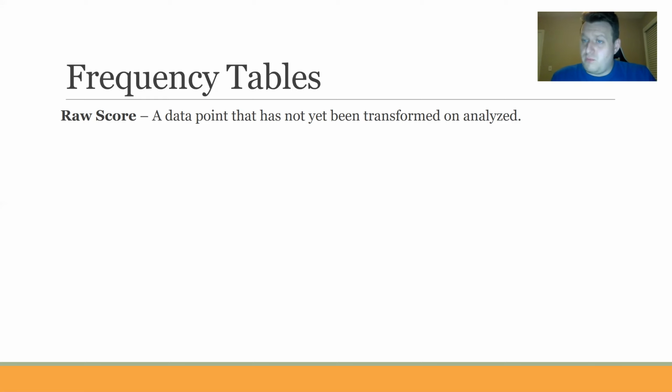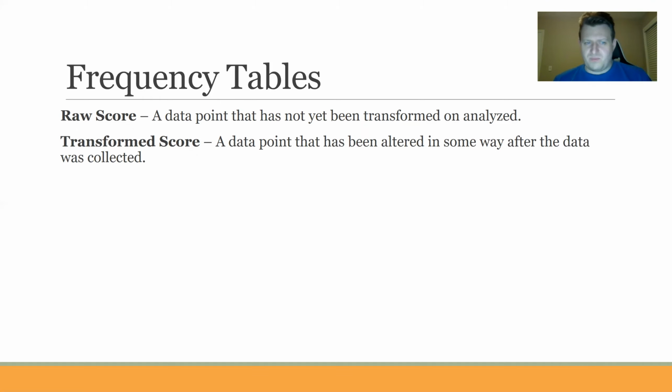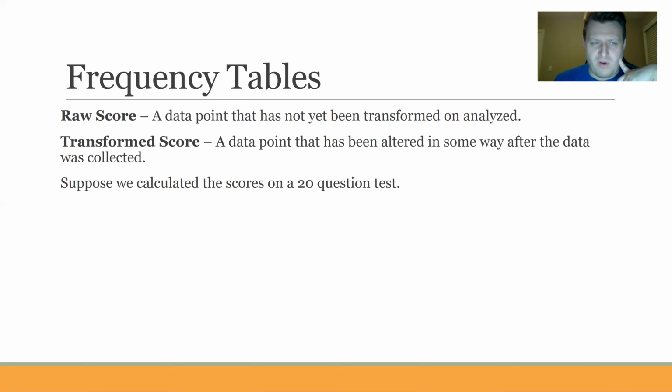So the letter grade here would be our transformed score, and the raw score would be the number of items that you got correct on a test. All right. So a transformed score is a data point that has been altered in some way. Maybe we convert the number of items you got right on the test to a percentage. Maybe we convert it to a letter grade. There are many examples in psychology of transformed scores, but I'm going to keep with my simple grade example, because that's something that all of you are familiar with.